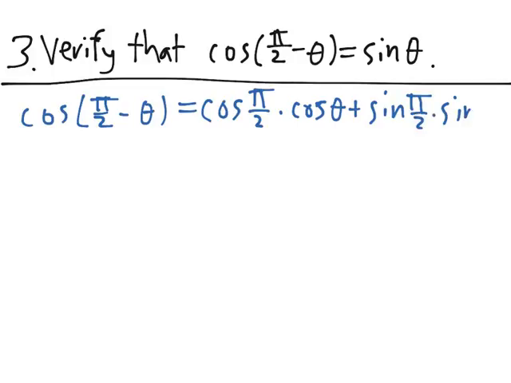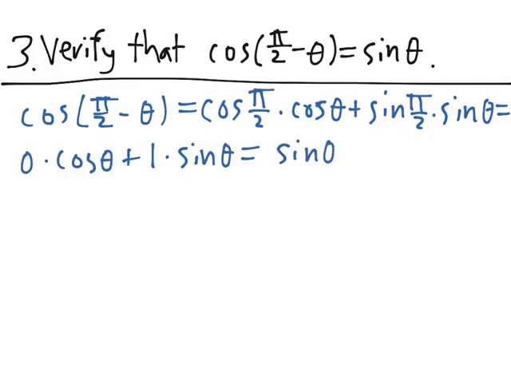And this is equal to cosine of pi over 2, which is 0, times cosine theta plus sine of pi over 2, which is 1, times sine theta. So the first term has a 0 in it, and it cancels, and we're left with 1 times sine theta, which is sine theta.